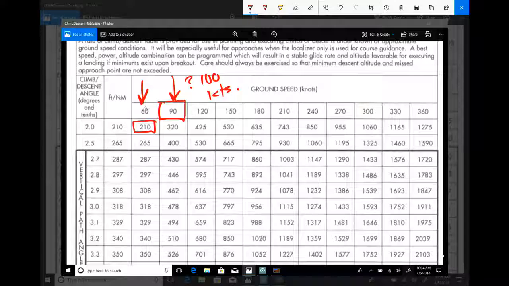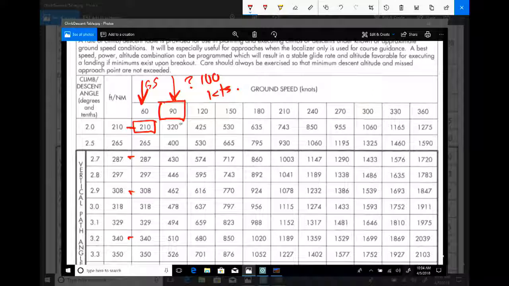Well, you'll notice that with a ground speed of 60, your 2 degrees and 210 feet per nautical mile match at 60, which is kind of what you would expect, because if you think about it, 60 knots per hour, 60 knots per nautical mile, those are going to be the same. When you get a little faster, you've got to cover a little bit more. As your ground speed increases, that angle has got to increase as well, and so your feet per nautical mile is going to increase.